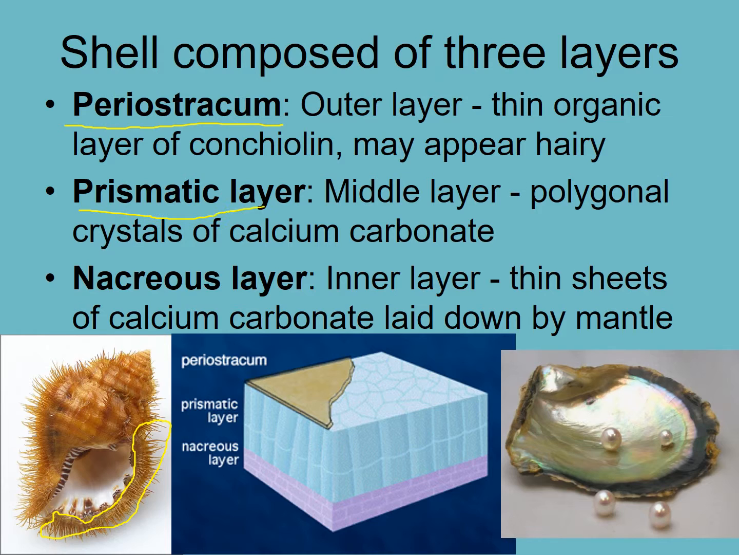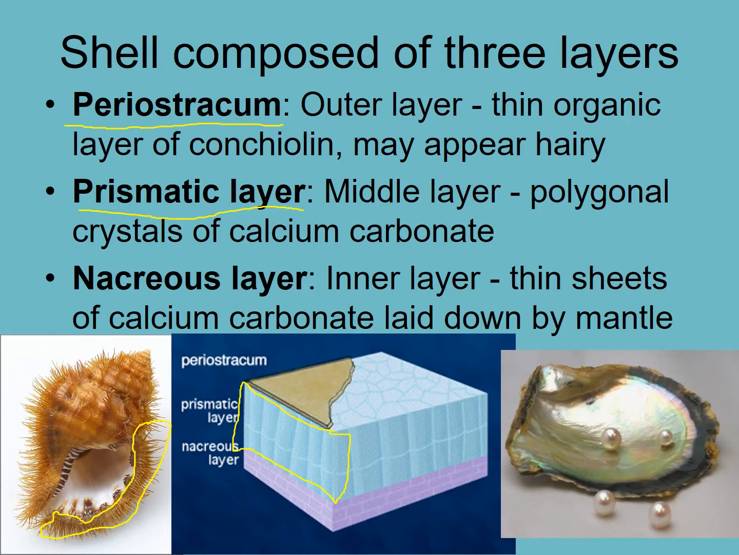So the prismatic layer, that's the thickest part. That's the biggest part of the shell. It's crystals of calcium carbonate laid down in a sort of like chimneys that are alongside each other, and they give it the strength. But it's also called the prismatic layer because these crystals will alter the light that goes through them.